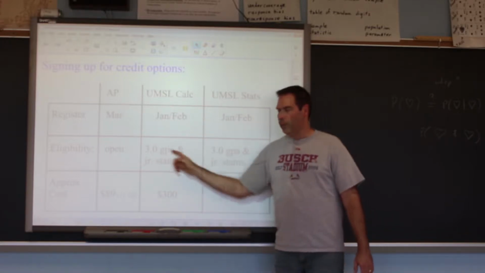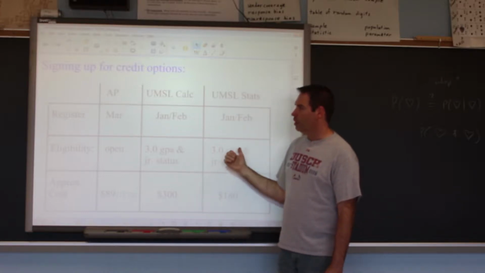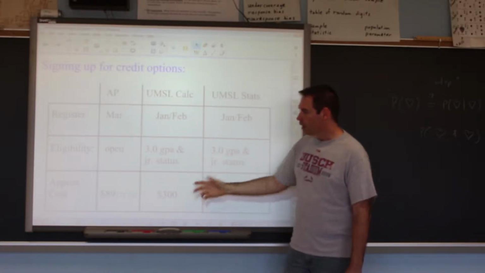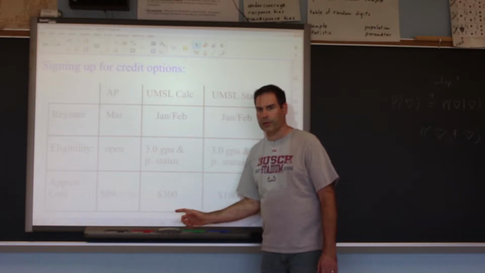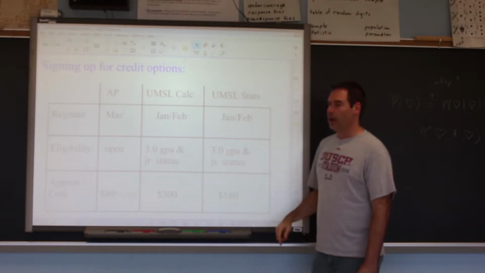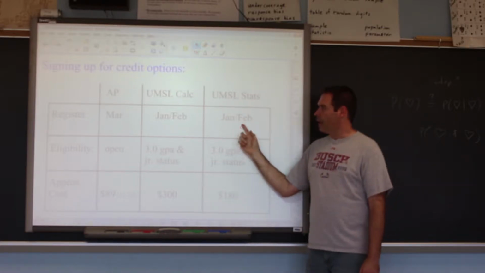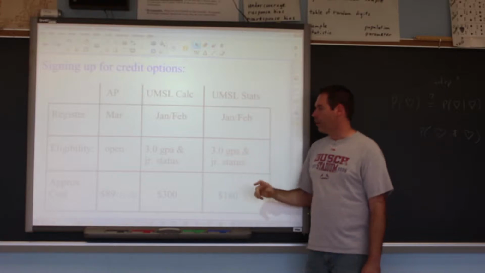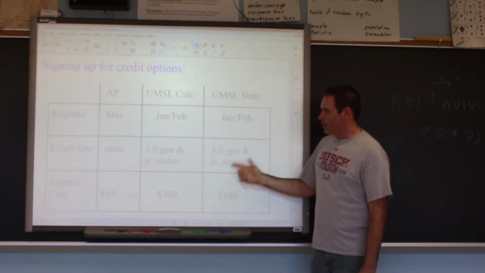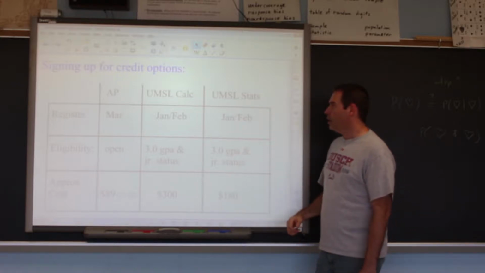They do have to have a 3.0 GPA and either be a junior or a senior in order to take the UMSL credit. The cost this year is $300. It's $60 per credit hour for a 5-hour course. If they're taking UMSL's statistics course, again, the registration is going to happen in January. It'll end the first week of February. And then the eligibility is the same, at $60 a credit hour, that comes out to $180.